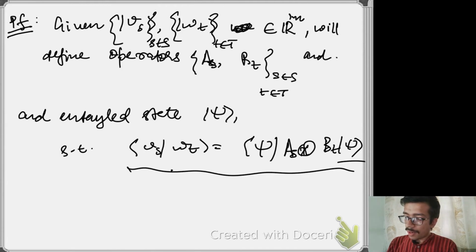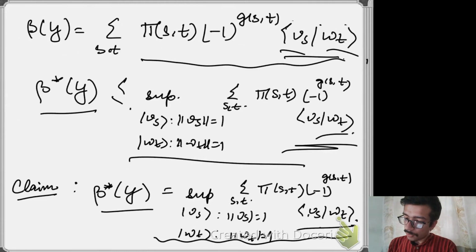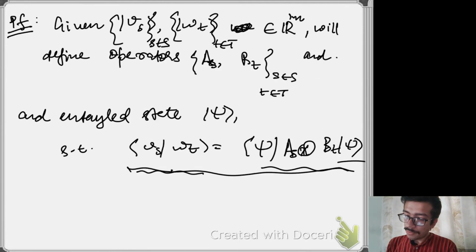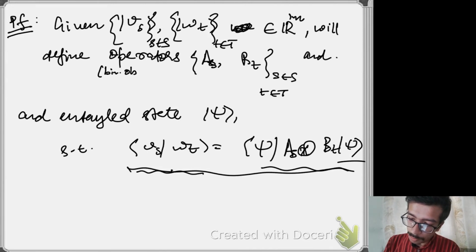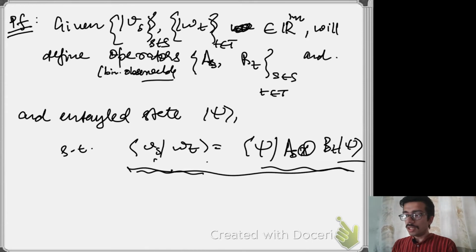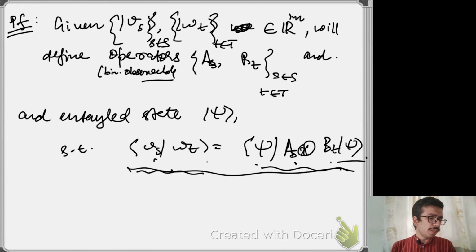Because if we can define these As tensor Bt in such a way, then given Vs and Wt, I can always substitute it back here, and that will give me a strategy which corresponds to measuring psi in the observables As and Bt. So we need to define operators which are actually binary observables As and Bt, such that the inner product of Vs and Wt equals psi, As tensor Bt, psi. If we are able to do this, we are done. So how do we do this?